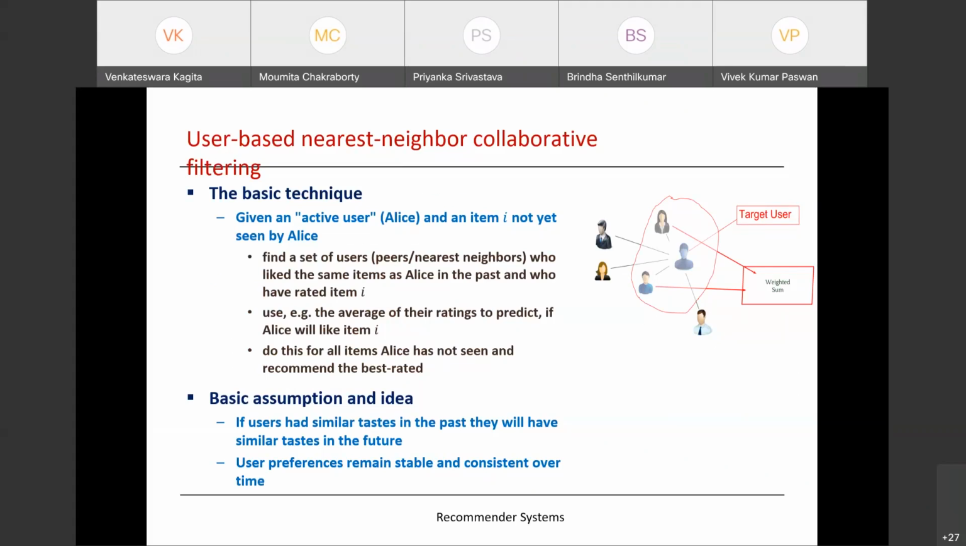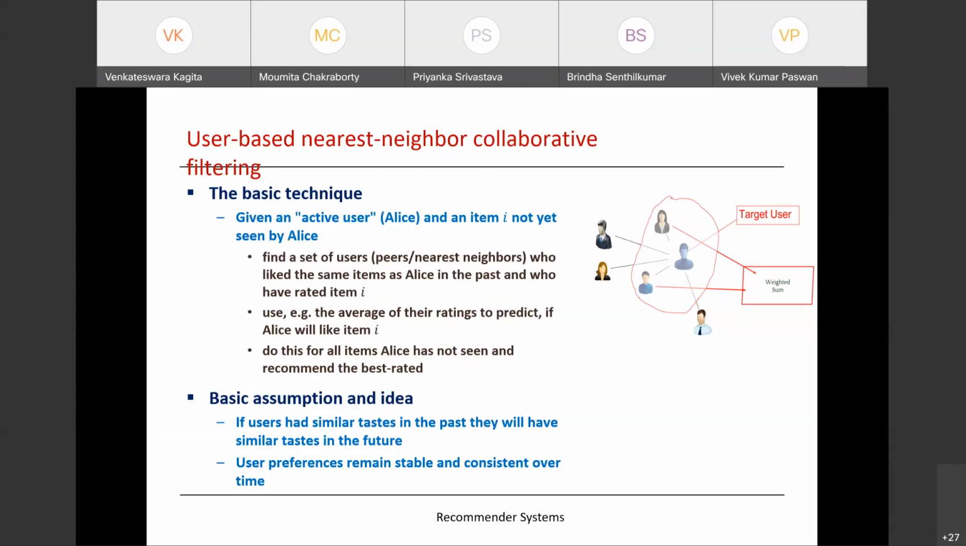Okay, so to identify that, in the case of user-based nearest neighbor, what we do is find a set of users who like the same items as Alice. It means that we are trying to find the users who are similar to this target user Alice, right? And we take their ratings to predict Alice's rating on item I. They might have already rated I, right? So we take their ratings for I to predict Alice's rating for I.